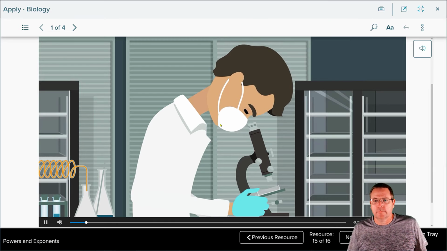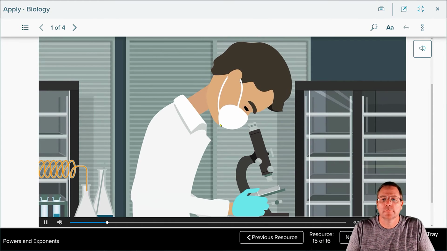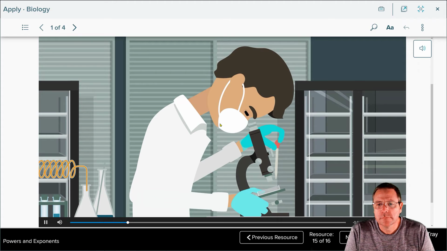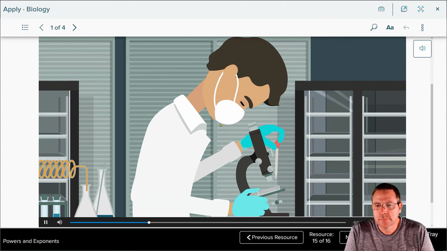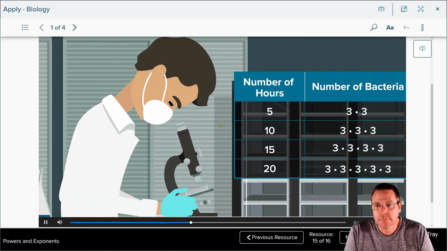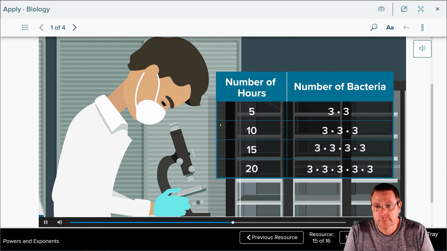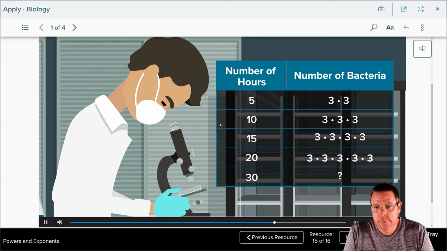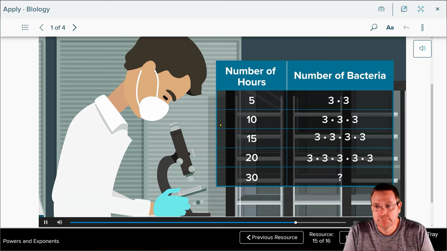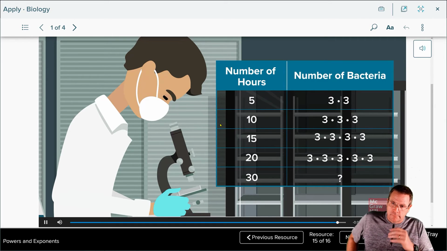Delmar is studying the reproduction rate of a specific type of bacteria. He places 3 cells in a petri dish and records the number of bacteria over time. He records the results over 20 hours in the table and notices a pattern. Predict the number of bacteria in the petri dish after 30 hours. Express the answer using exponents. Then evaluate to determine the number of bacteria.